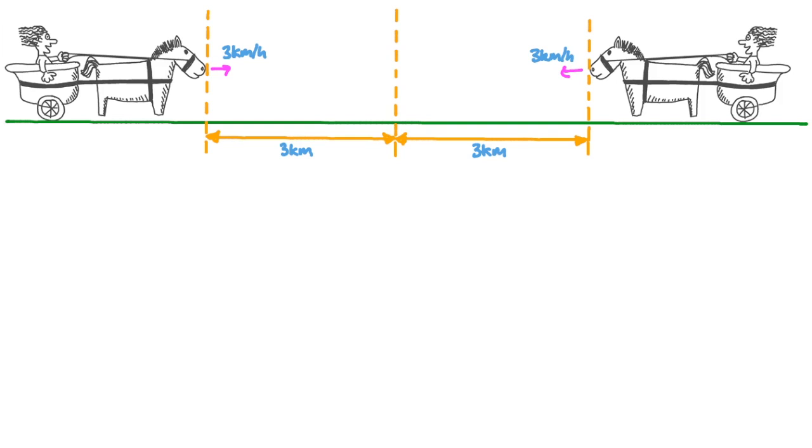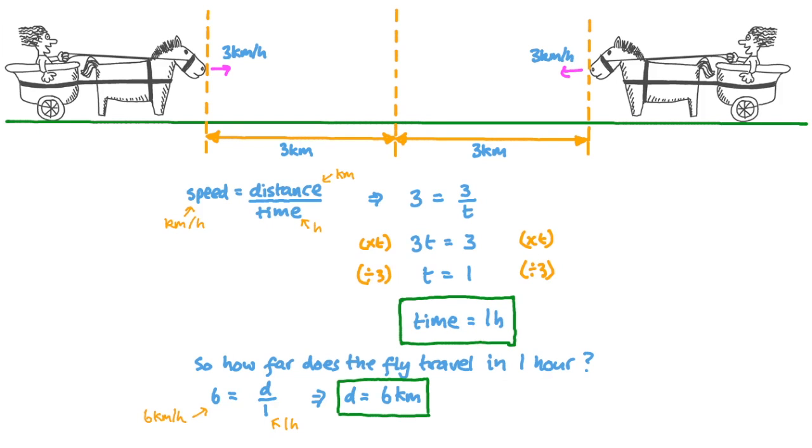The easy way is to ignore the fly for the moment. Concentrate on the horses. They start 6 kilometres apart, travel towards each other, both at 3 kilometres an hour, so they'll meet in the middle, both having travelled 3 kilometres. Travelling 3 kilometres at 3 kilometres an hour takes an hour. Meanwhile, the fly was travelling back and forth between their noses at a constant 6 kilometres an hour for the hour. It would have travelled 6 kilometres.